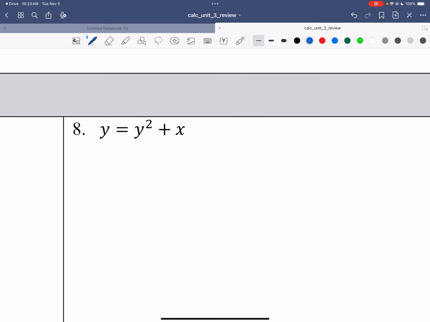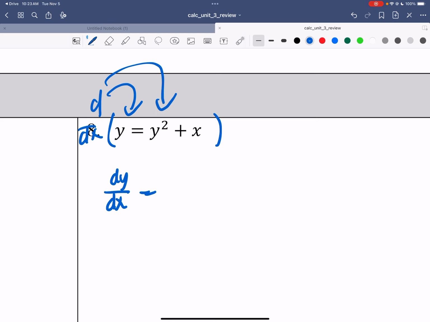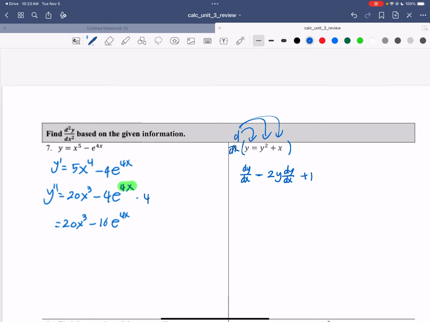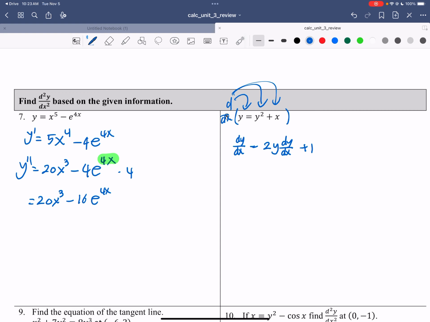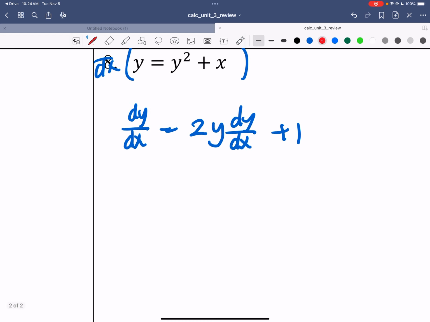What is it? Now we have a y on both sides, so who cares? I'll just differentiate it. So the derivative of this is going to be dy/dx equals the derivative of this is going to be 2y dy/dx plus 1. Okay. Well, normally after this, you actually have to put this one on the same side. It doesn't really matter here, but I will do it.